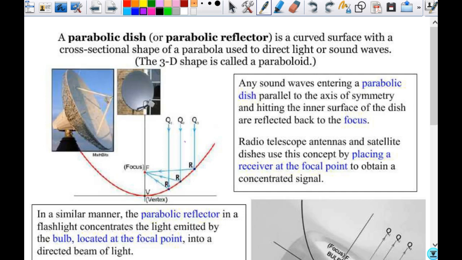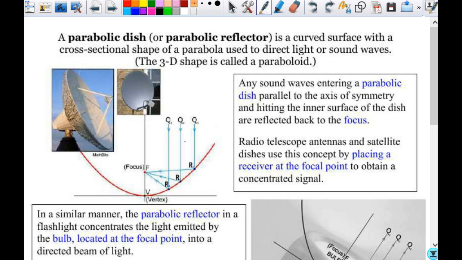Obviously, if it's parallel, there's all kinds of sound waves coming in, but that's why sometimes you have to turn it, because you're not getting a good signal. You're trying to turn it so it's actually hitting it where it's parallel to that axis of symmetry. Radio telescope antennas and satellite dishes use this concept by placing a receiver at the focal point to obtain a concentrated signal. So that's something coming in. That's something going out, which includes your headlights, but I couldn't bring in a headlight, same type of thing.